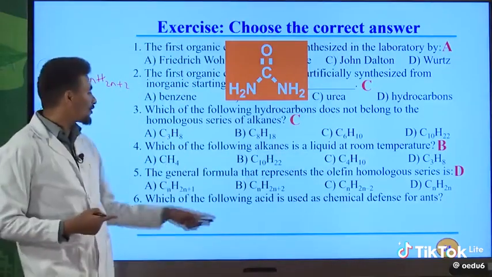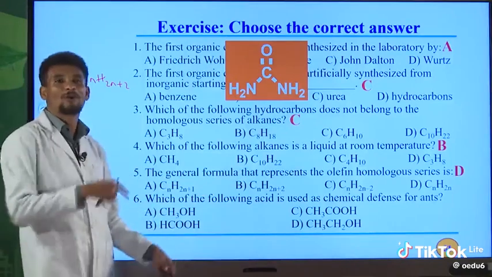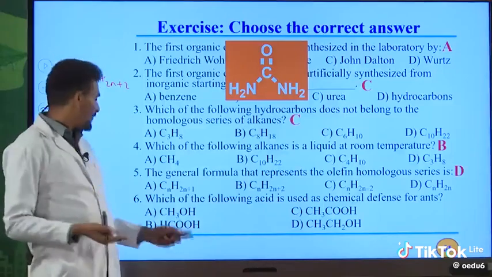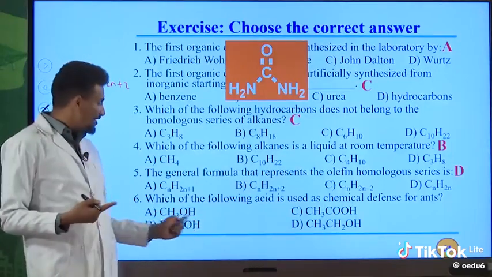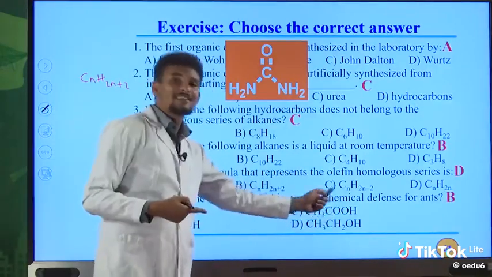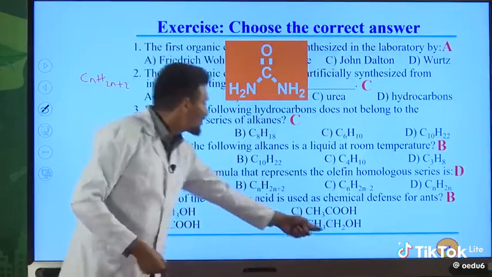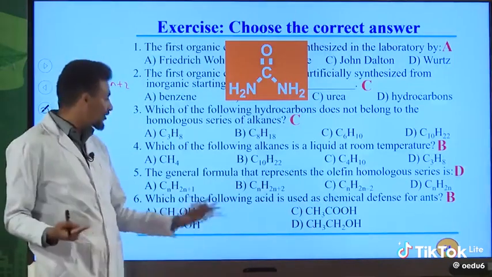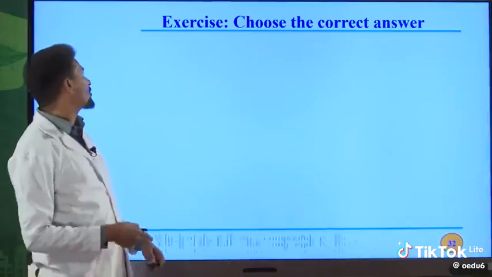Sixth question, which of the following acids is used as a chemical defense for ants? I already told you about this one. Formic acid. What is the molecular formula for formic acid? HCO2H. This is formic acid. B is the correct answer. This one is acetic acid. It is found in vinegar, acetum, but this is an alcohol. This is not an acid. This one is also an alcohol. It is not an acid. Therefore, B is the correct answer for this question.